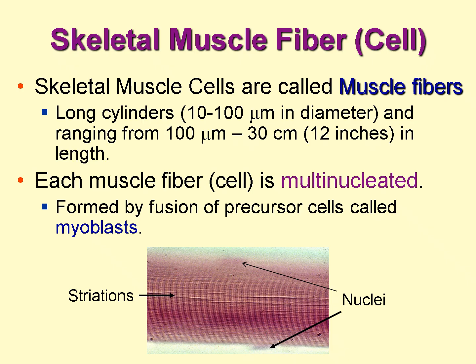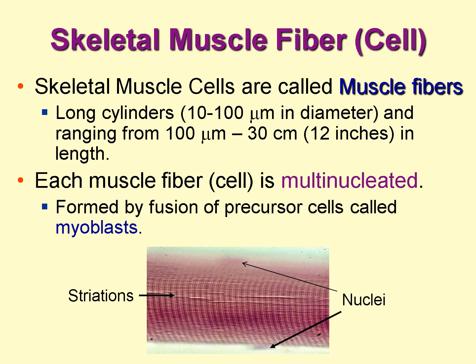Let's look now at the structure of an individual skeletal muscle cell or fiber. Each muscle cell is a long, multinucleated cylinder ranging from about 10 to 100 micrometers in diameter to as much as 30 centimeters (12 inches) in length. Each muscle cell is formed during embryological development by the fusion of precursor cells called myoblasts. Under the light microscope, alternating light and dark bands are visible, which give skeletal and cardiac muscle a striated appearance.